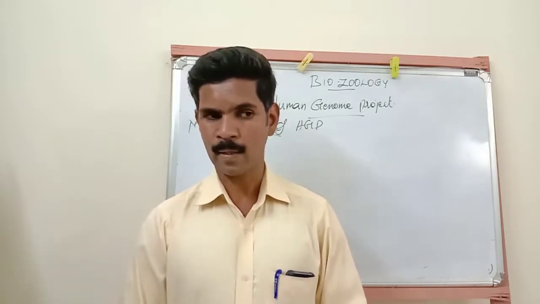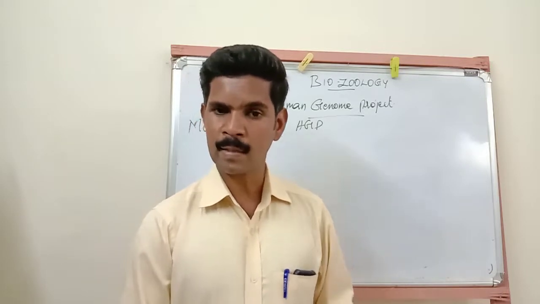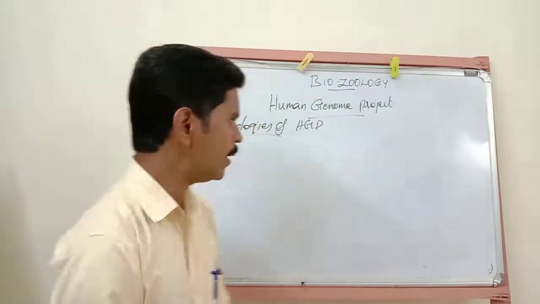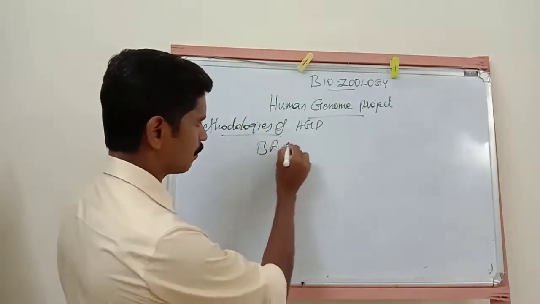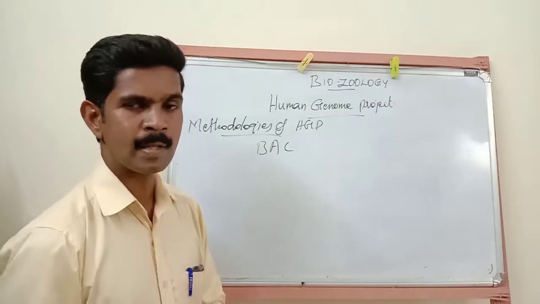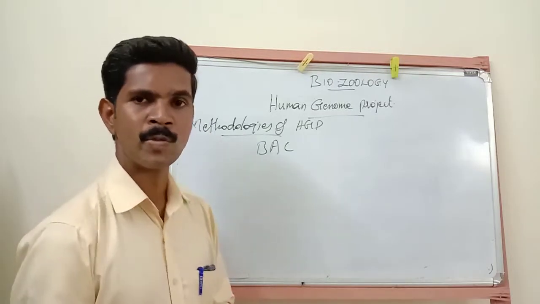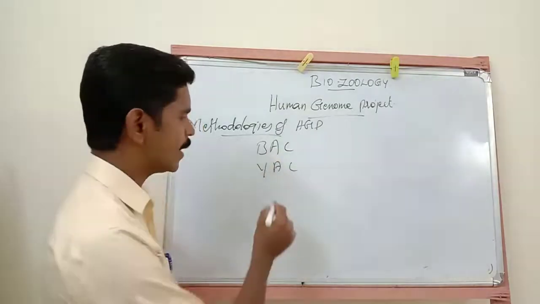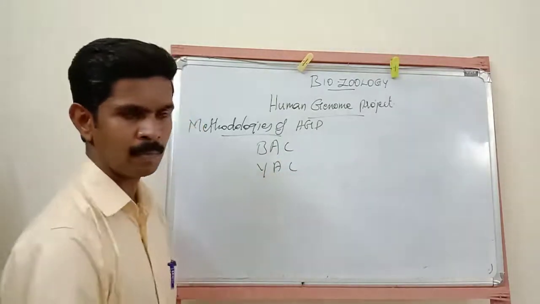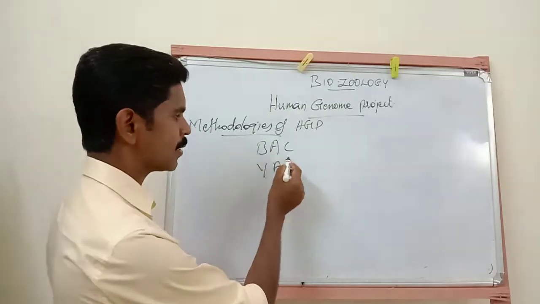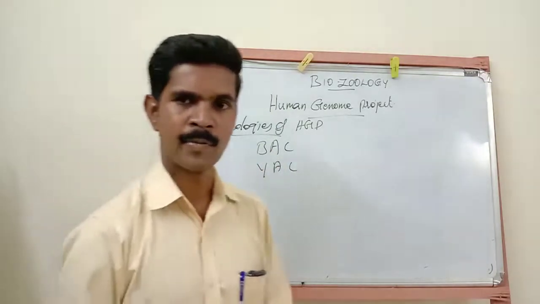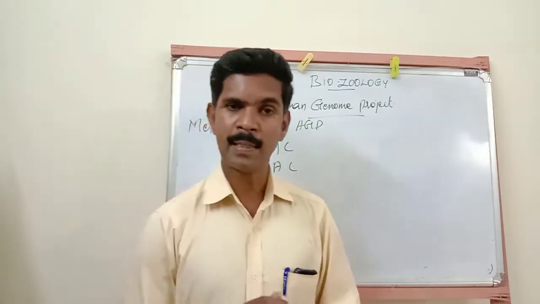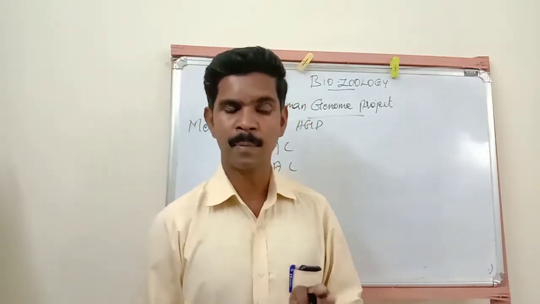Bacterial vectors are called bacterial artificial chromosome, BAC. And in some sequence annotation methods, yeast is used as a vector, so it is called YAC. YAC means yeast artificial chromosome. BAC means bacterial artificial chromosome. So by using these vectors, many cloned copies of the fragments are made.